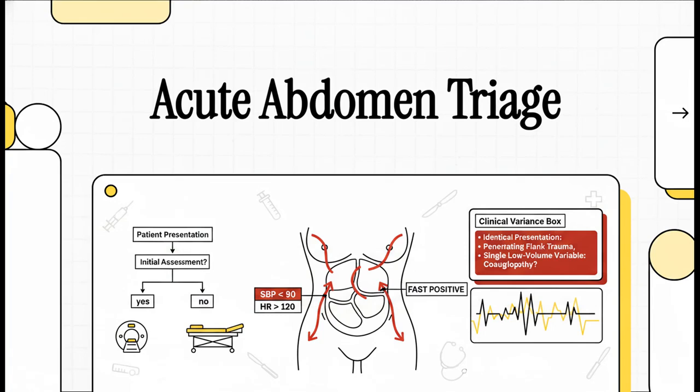Welcome to this explainer. Today, we're rigorously mapping the high-stakes, granular physiologic decision boundaries of trauma and surgery, and we're tackling this from a strict peer-to-peer perspective. No generic filler today. Instead, we're jumping straight into the complex decision boundaries where those really subtle variables completely shift your management in the trauma bay and the ICU.